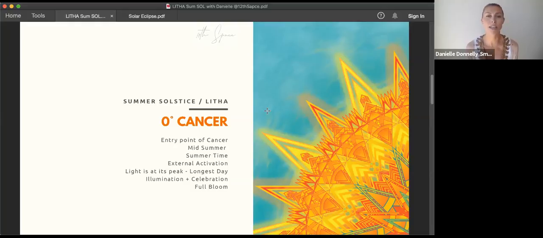And so this is really marking this entry point into Cancer, the activation of this external emotional energy. So you can really understand, when you start to see the zodiac, why this is such a heightened emotion, a wonderful time of celebration. And also, you're really celebrating the longest day of the year, the greatest amount of light. There's a huge amount of joy, but a huge amount of emotion that is tied into that.